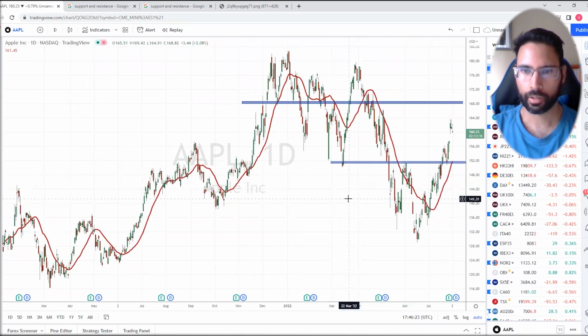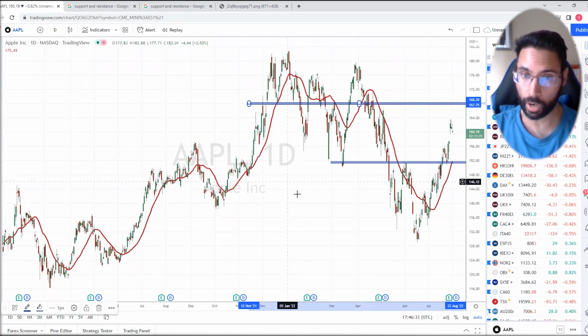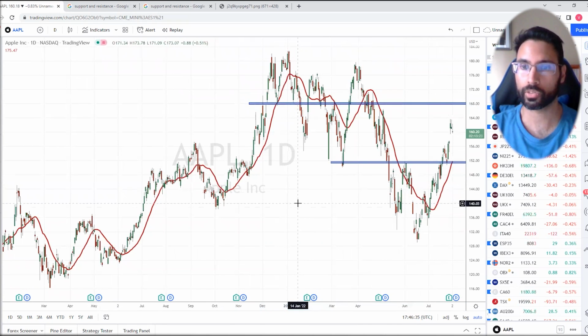But until then, draw away, folks. Draw these support and resistance levels on your charts. Give your charts these levels that you can interact with, and you can watch the buyers and sellers interact with. And until then, happy trading.